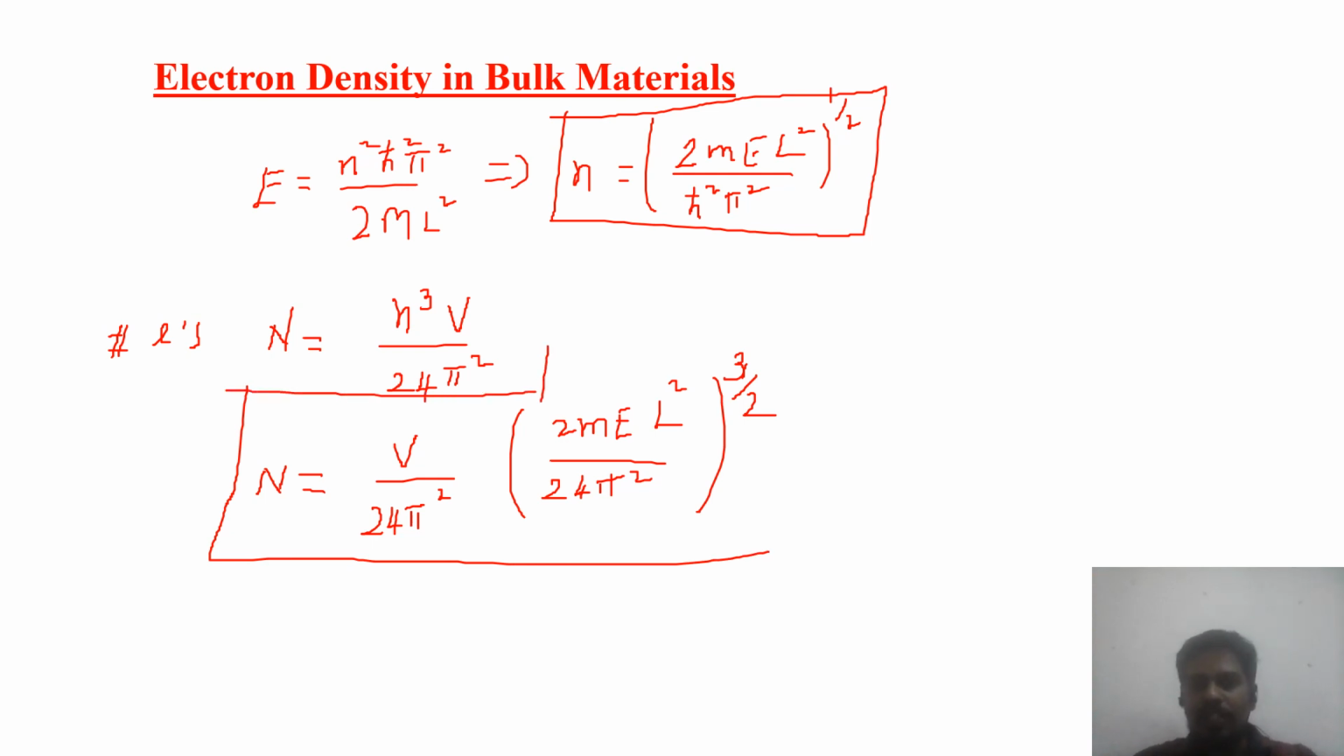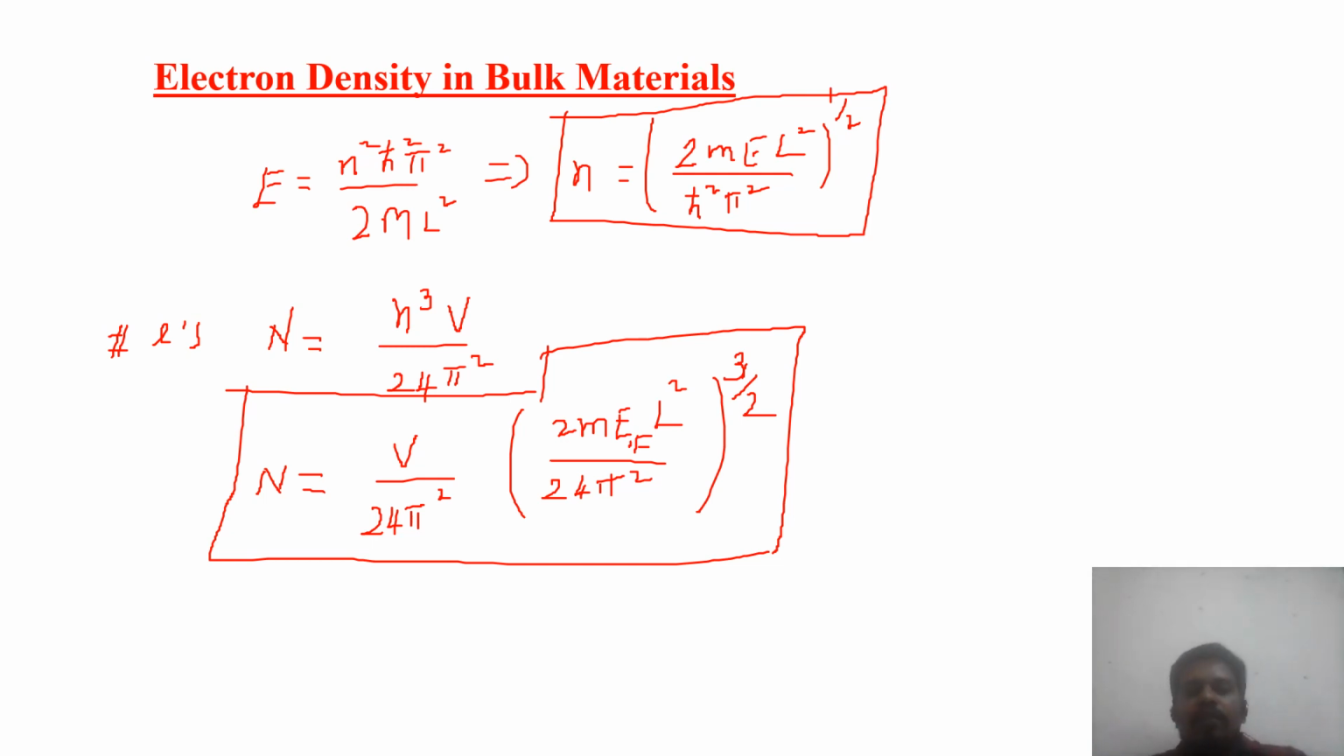That means whichever metal you are taking, if you know the length of the metal, the energy for the electron, and the volume of the metal, then you can simply do the calculation for how many electrons are inside the metal. Suppose you want to calculate up to the Fermi energy, you can simply find how many electrons are available up to the Fermi energy. Suppose you are taking copper, that value is approximately 10 power 24 electrons per meter cube.